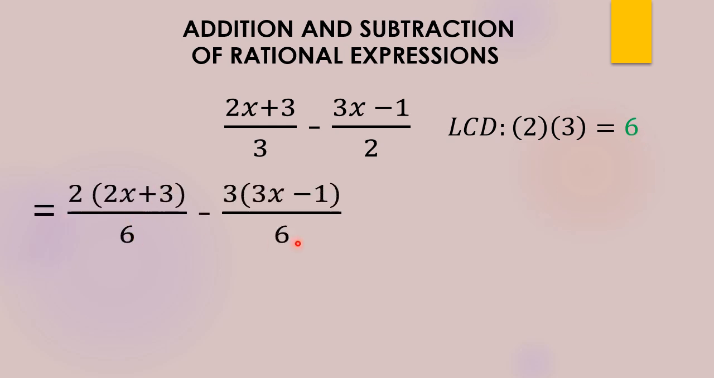So 6 and 6. And then, to get the equivalent fraction of each one, we divide 6 by 3. 6 divided by 3 is 2 times quantity 2x plus 3. And then for the next fraction, 6 divided by 2 is 3 times quantity 3x minus 1.